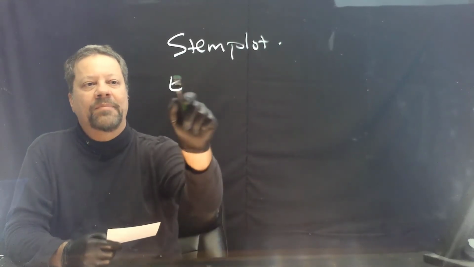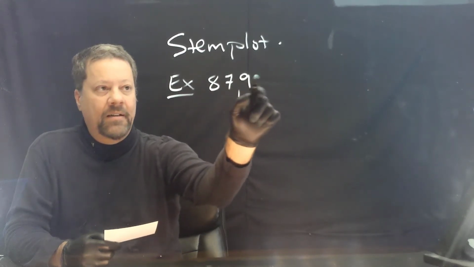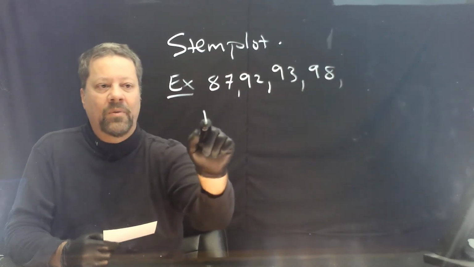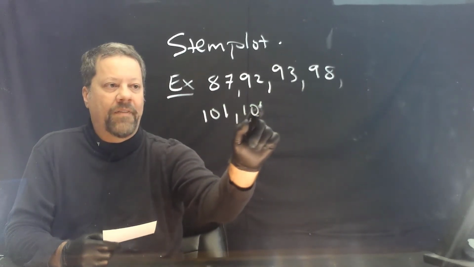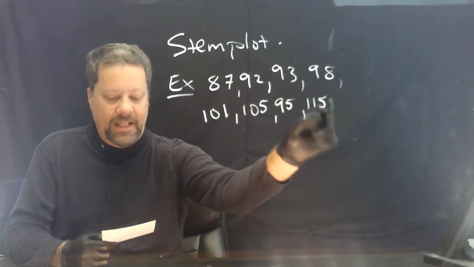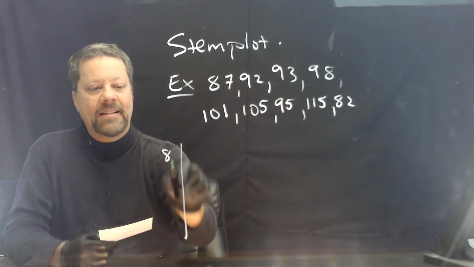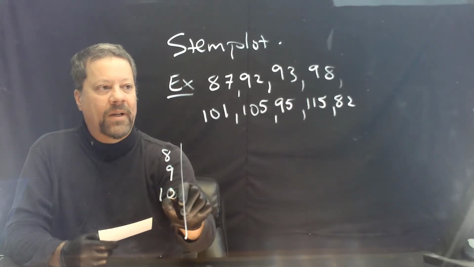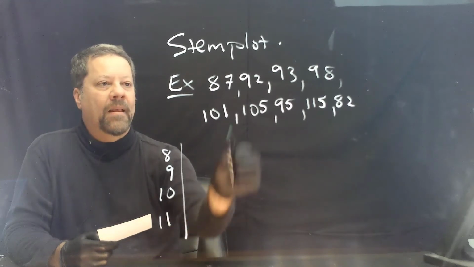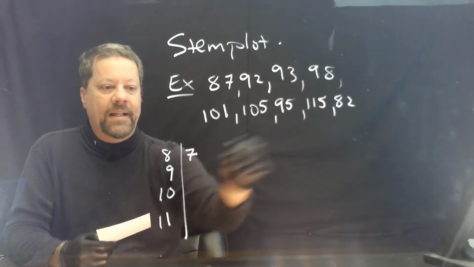As an example of a stem plot, suppose I have data 87, 92, 93, 98, 101, 105, 95, 115, and 82. I'm going to give my 80s, 90s, 100s, and 110s. 80s: there's an 87. There is an 82.